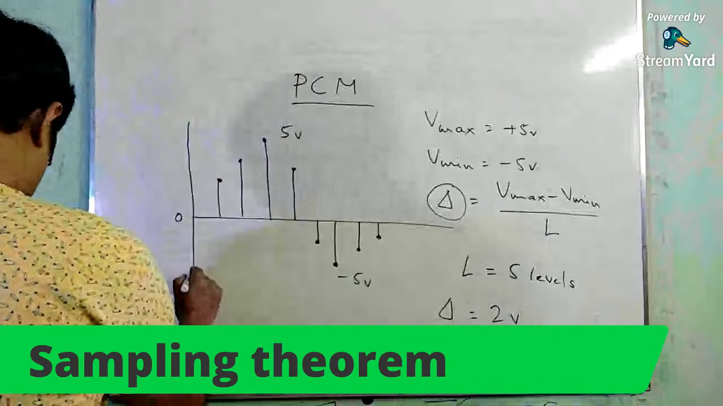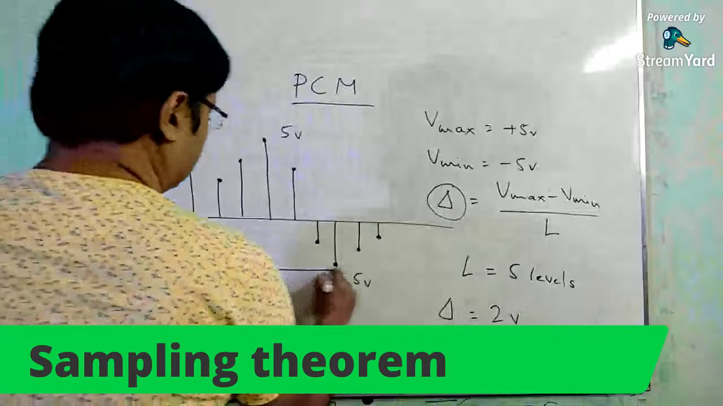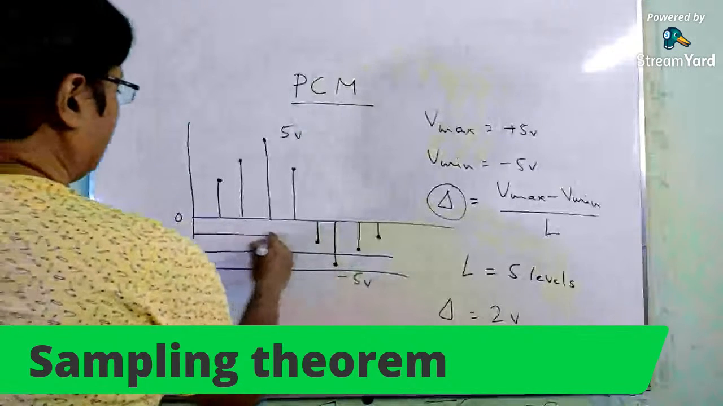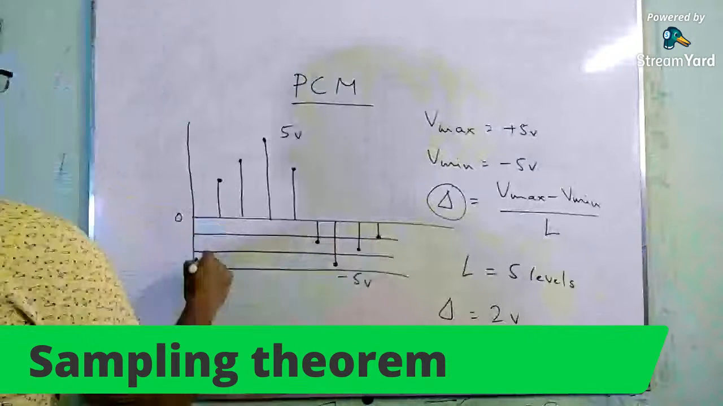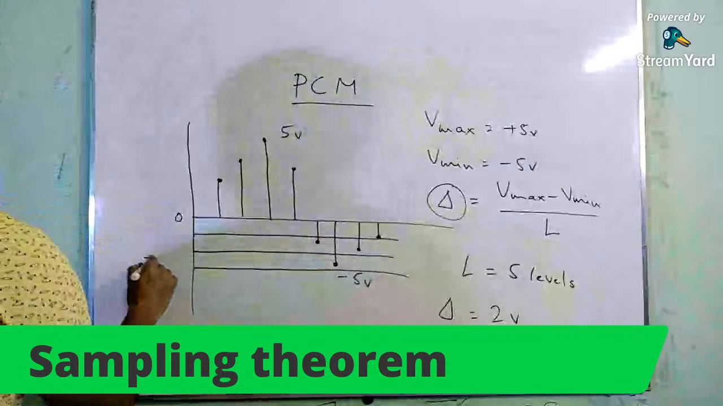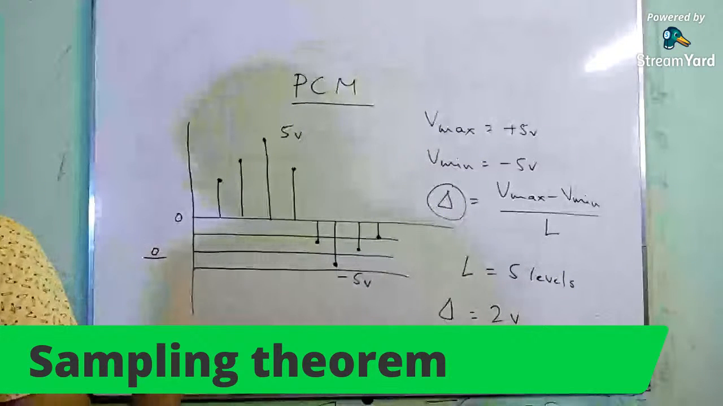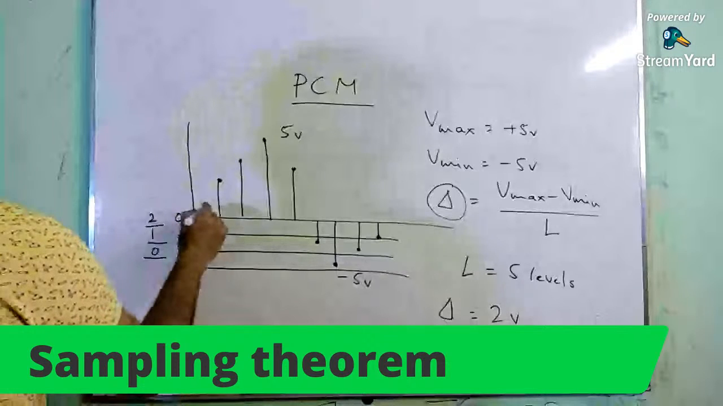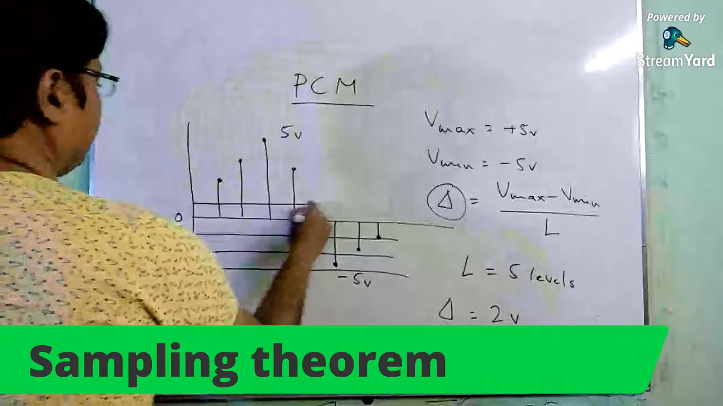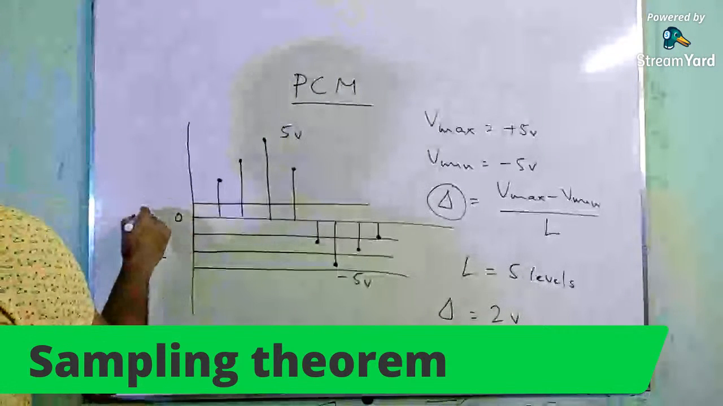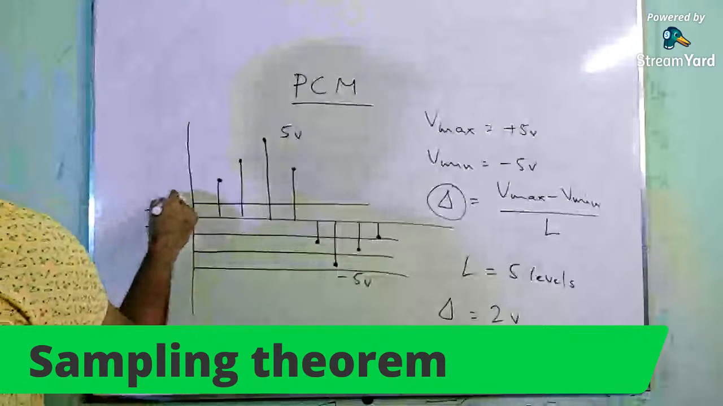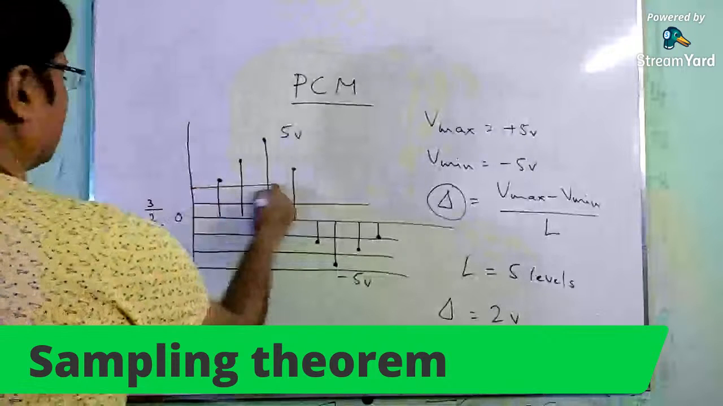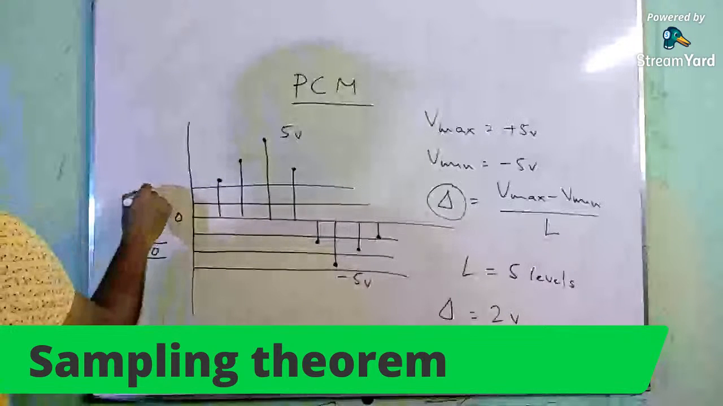So let this be 1 level, 2, 4. So this is level number 0. This is level number 1. This is level number 2. This is level number 3. This is level number 4.